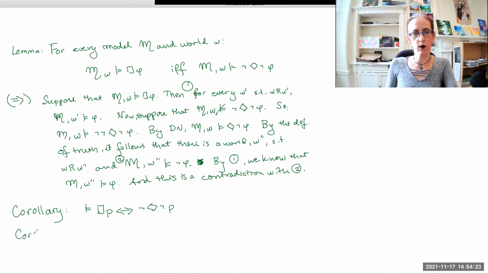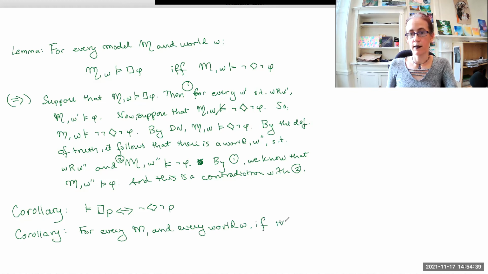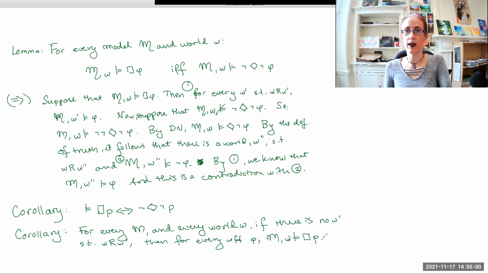Another interesting corollary that you might want to try your hand at is this one: for every M and every world W in that model, if there is no W prime such that W can see W prime, then for every well-formed formula phi, W makes necessarily phi true. This harkens back to something we talked about a couple of videos ago, which is that everything is necessary if you're in a dead end. Using the definitions of truth, and some of the previous results that we've either proved or stated here, so this lemma and this corollary, see if you can work out for yourself why this has to be the case.